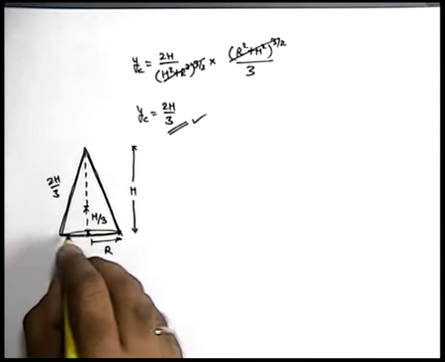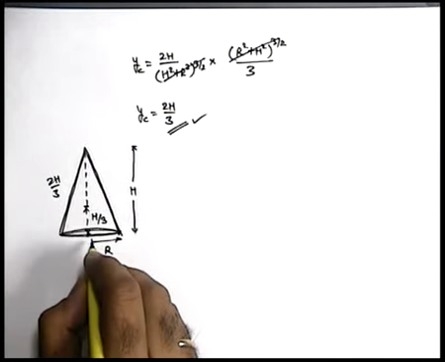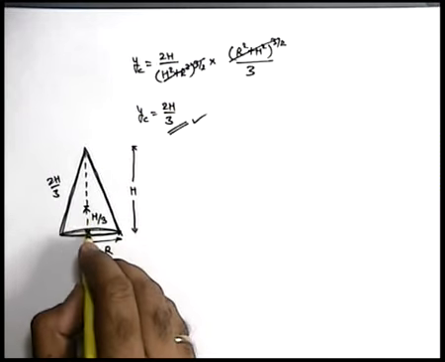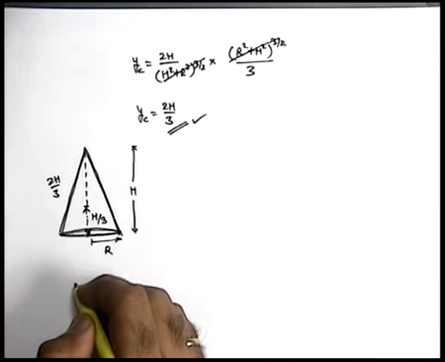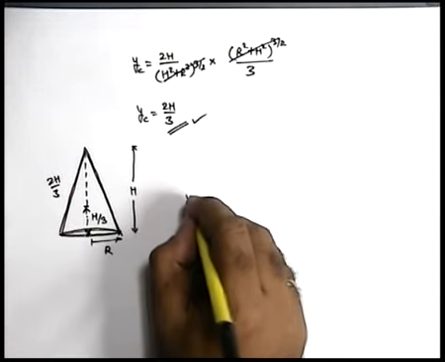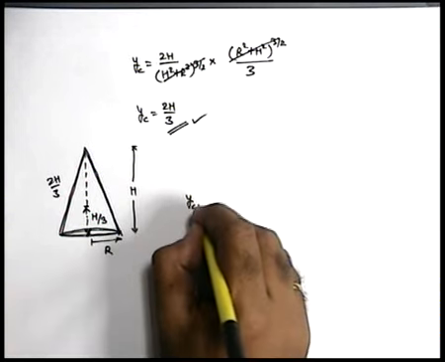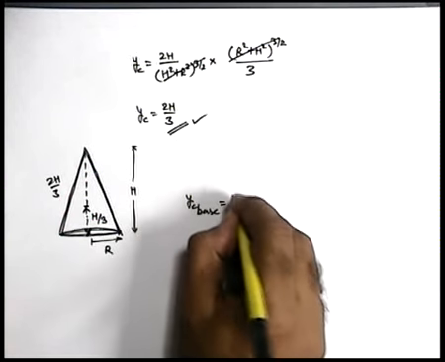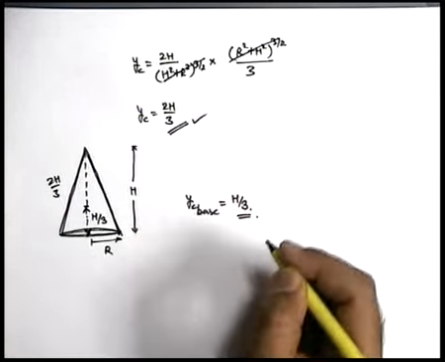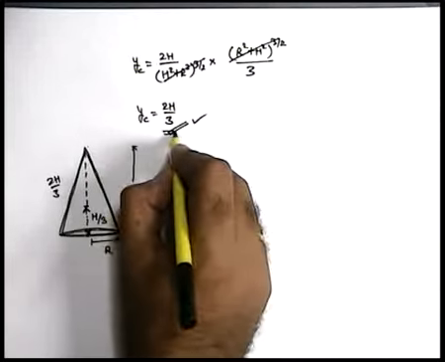Now for the hollow cone, be careful about the results. Its center of mass is located at a height h by 3 above the base. So y coordinate from center of base, if required, you can write it at a height h by 3 from center, and from the vertex it is at a height 2h by 3.